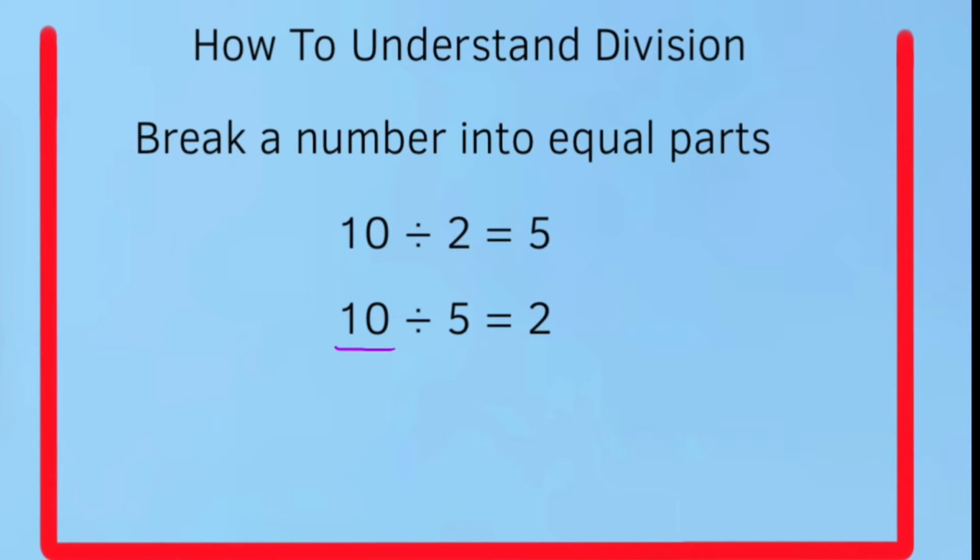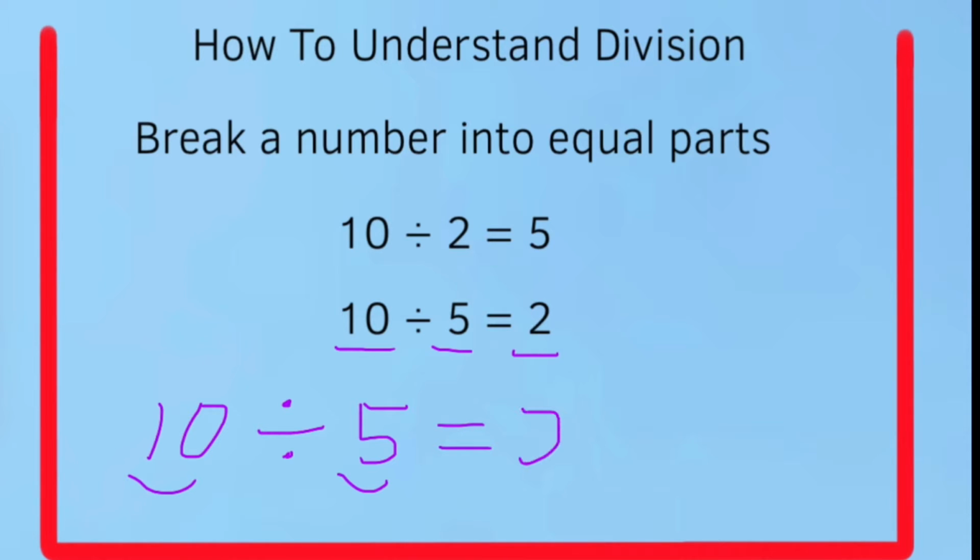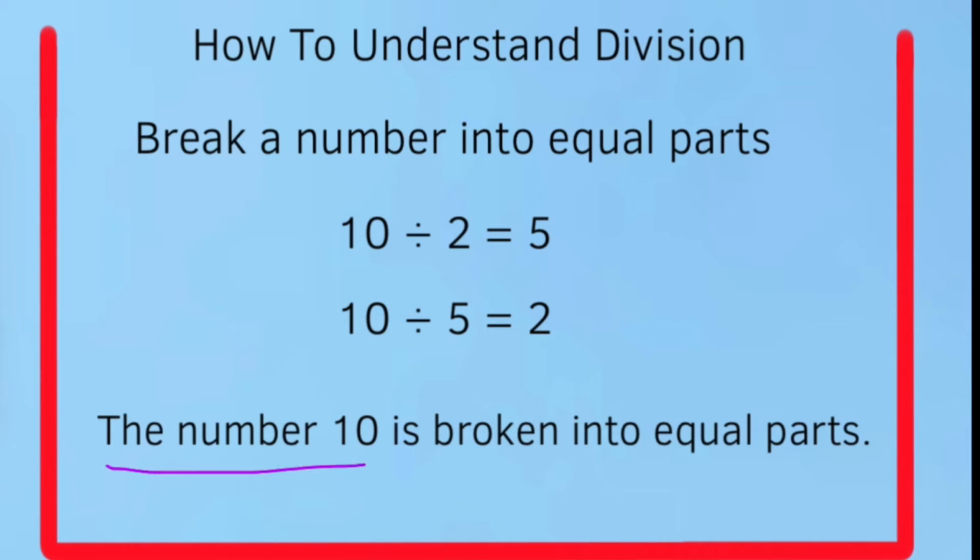Now if I have 10 and I divide it by 5, that will equal 2. So I have 10 oranges, and I want to give it to 5 people, and I want to give them the equal amount so that they're all the same. So I have 10, I divide it into 5, and that will equal 2. The number 10 is broken into equal parts.